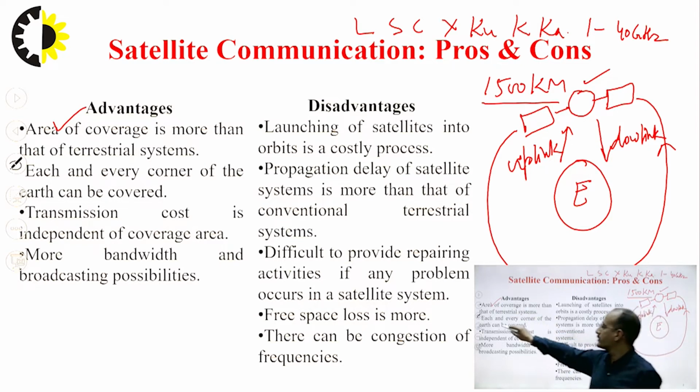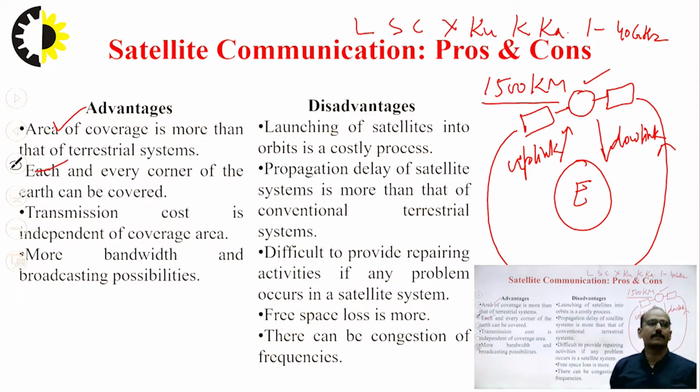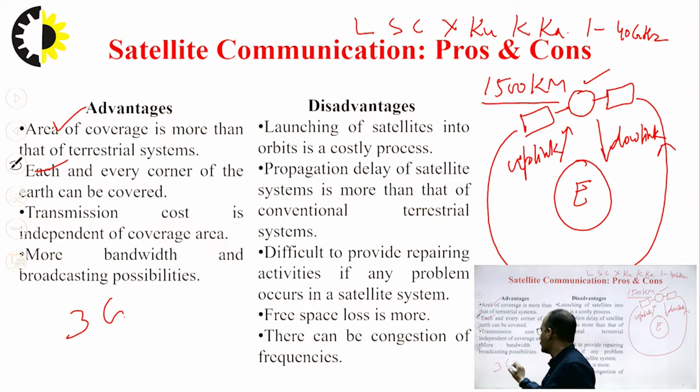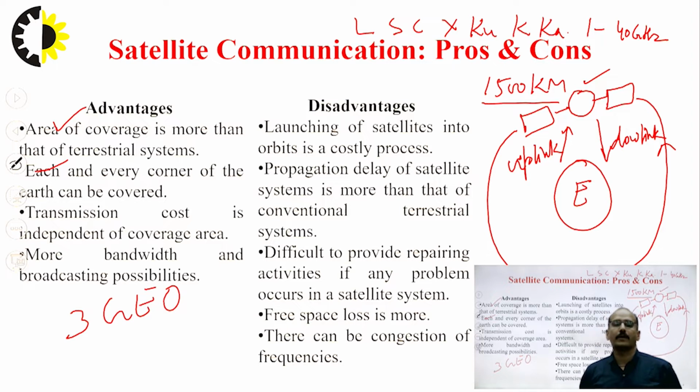The second point is that each and every corner of the earth can be covered. As I told you in the first part on the types of satellites, by using 3 geosatellites you can cover the whole earth. So the main advantage of satellite communication is that you can cover each and every spot on the earth, wherever it is located.